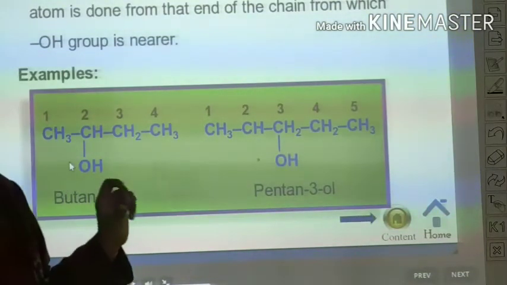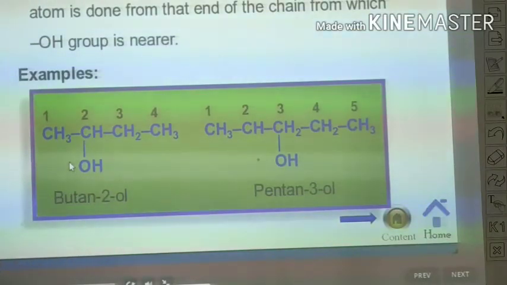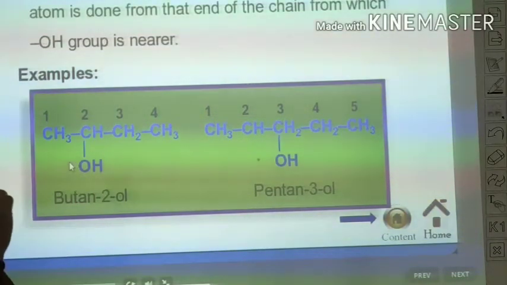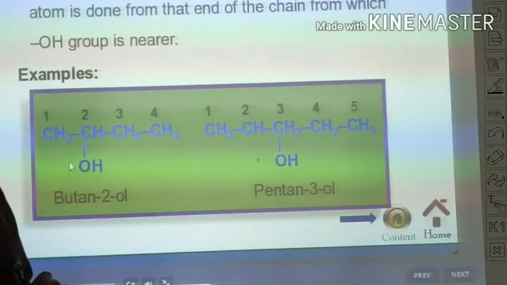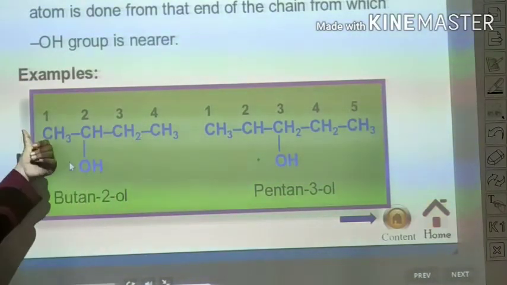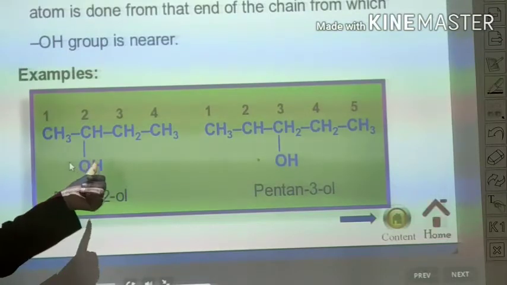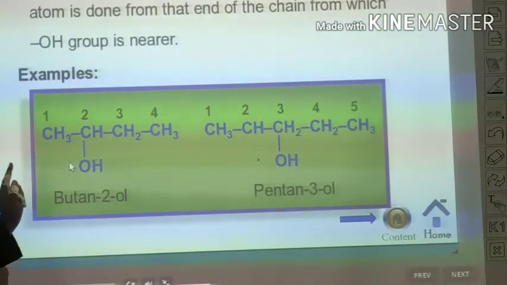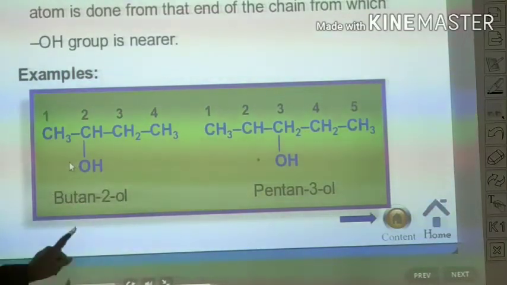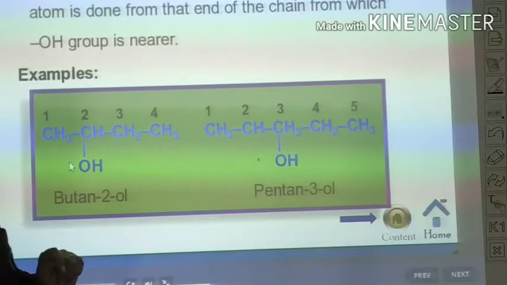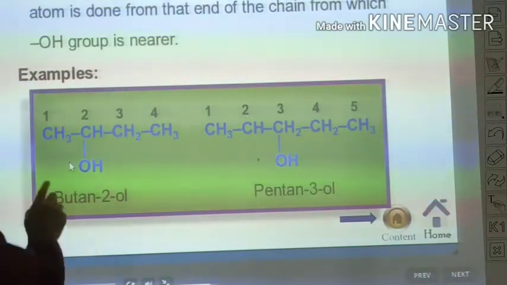In the case of a longest chain compound, the rule is that always start numbering from that side by which the OH group gets the lowest number. So look at this example. 1, 2, 3, 4. We start from the left hand side because by that the OH group gets the lowest number. Now the total carbon is 4, meaning butane. OH group at second position. So the name is butan-2-ol.